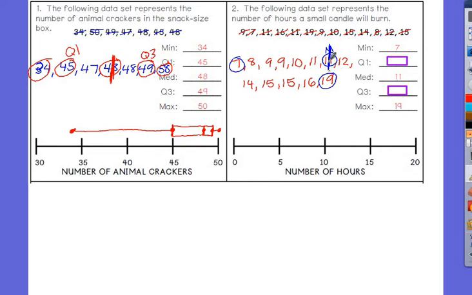Now I need my quartile 1, so I've got to find the median of these lower ones. 7, 11 cancels, 8 and 10 cancel. I have 2 9s left in the middle, so I have to take the average of that. Well, what could the average of 2 9s be? 9.